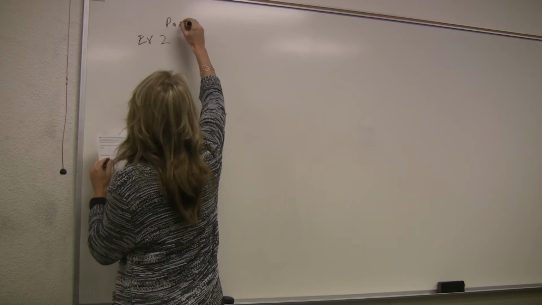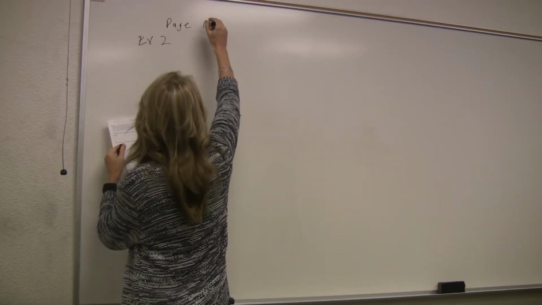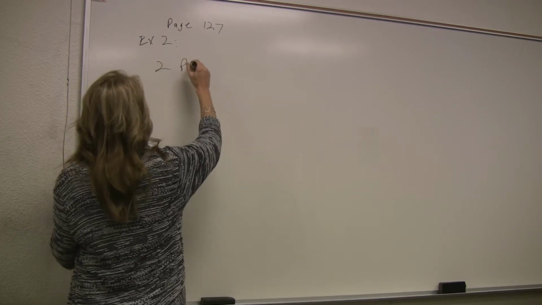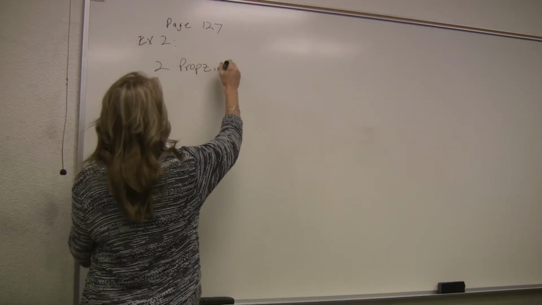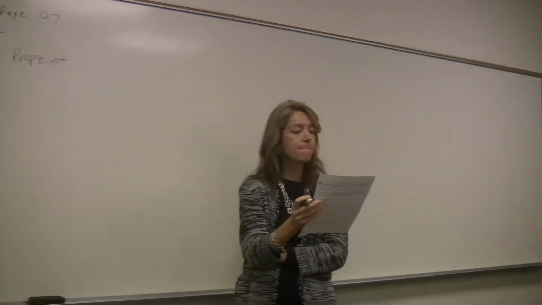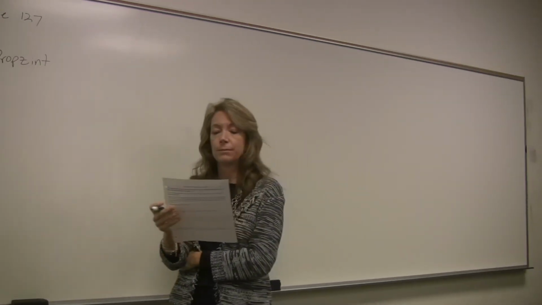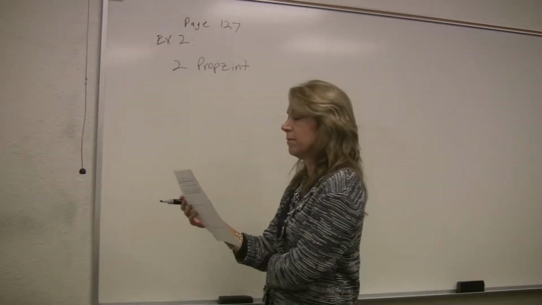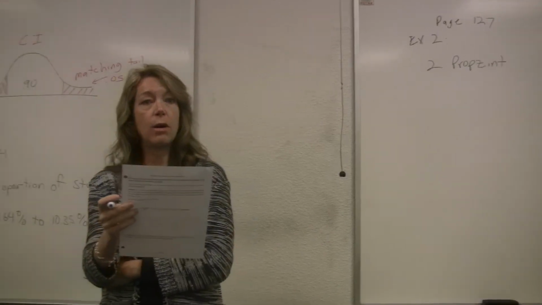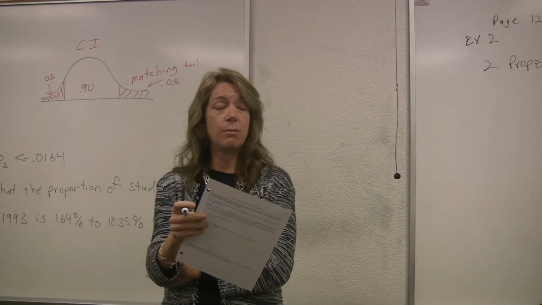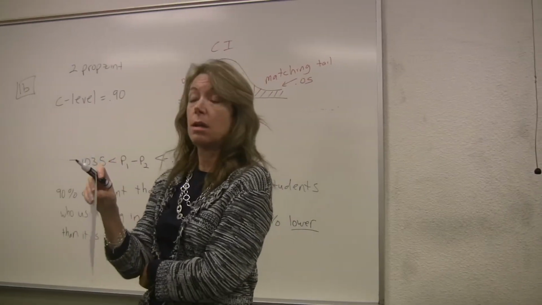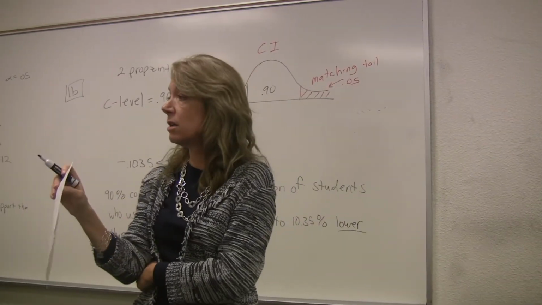This is from page 127. If we go straight to 2 prop z int, what are we going to input in there? What are our proportions, our P1s and P2s? Well, actually, instead of our P1s and P2s, it's going to ask for the X's and the N's. The first X will be 347.